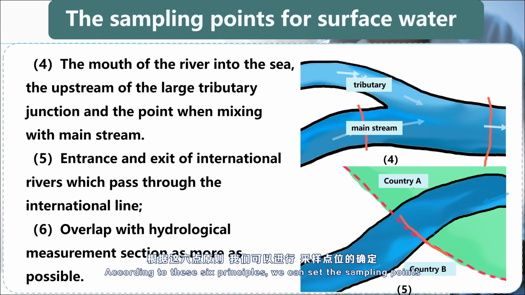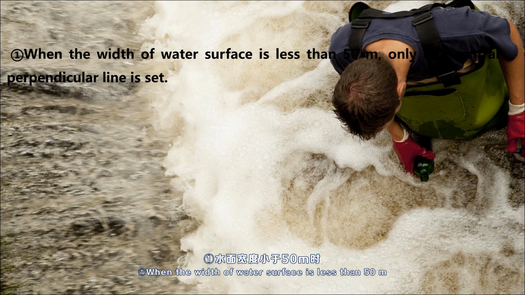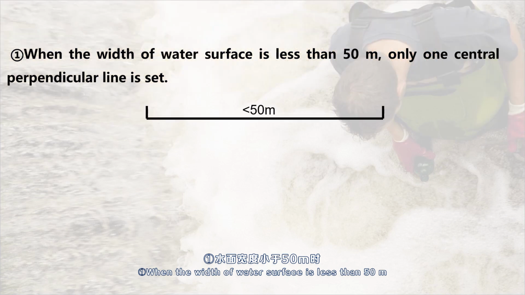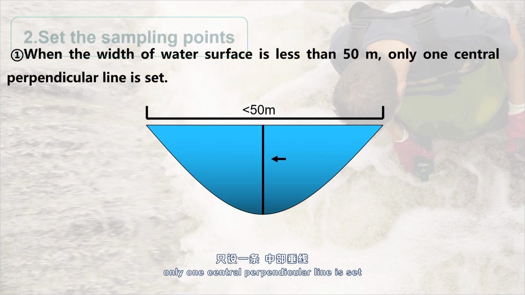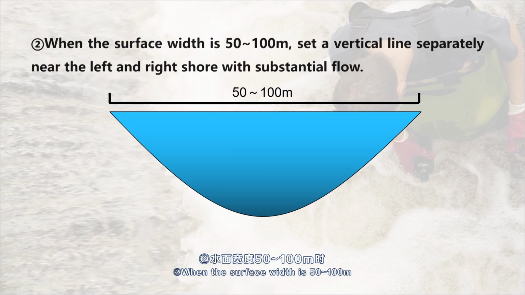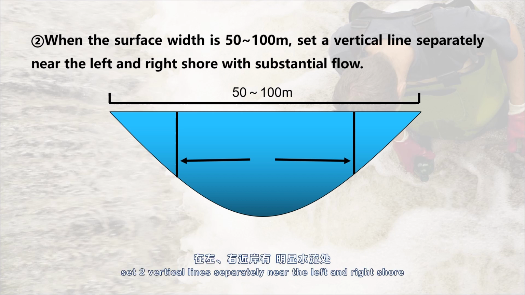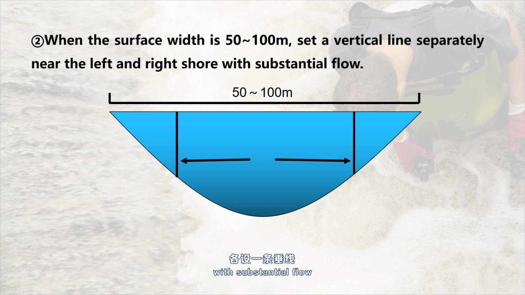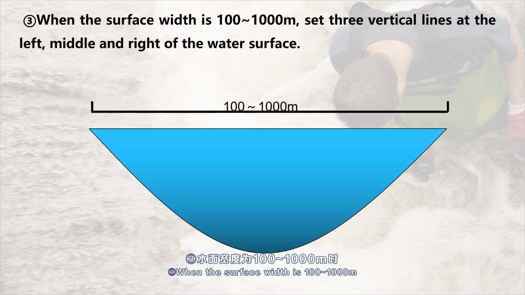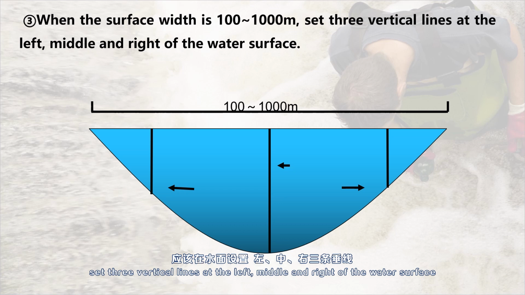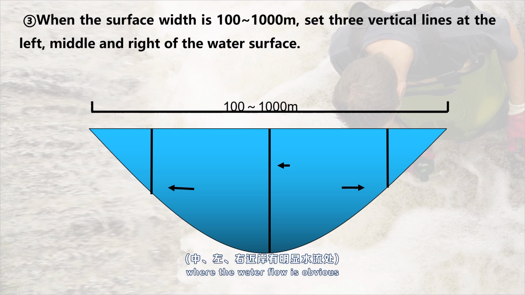According to these 6 principles, we can set the sampling points. First, when the width of water surface is less than 50 meters, only one central perpendicular line is set. 2. When the surface width is 50 to 100 meters, set 2 vertical lines separately near the left and the right shore with substantial flow. 3. When the surface width is 100 to 1000 meters, set 3 vertical lines at the left, middle, and right of the water surface where the water flow is obvious.